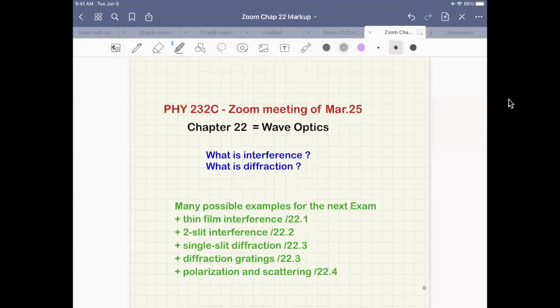Okay, here's a Zoom meeting for Physics 232C. This week we're reading chapter 22 on wave optics.